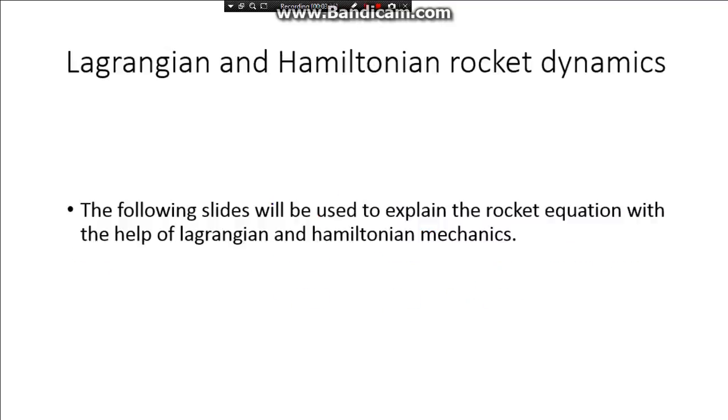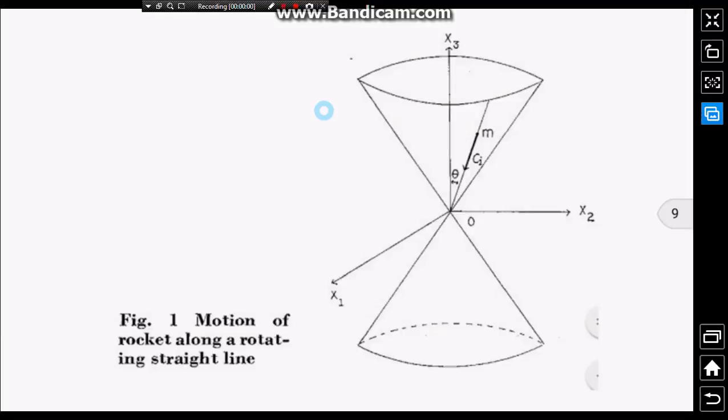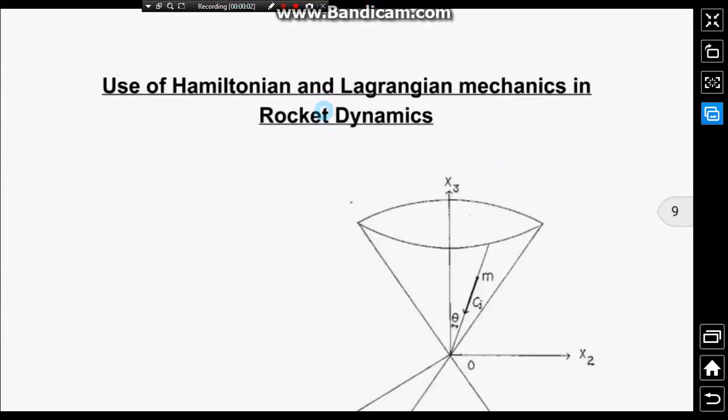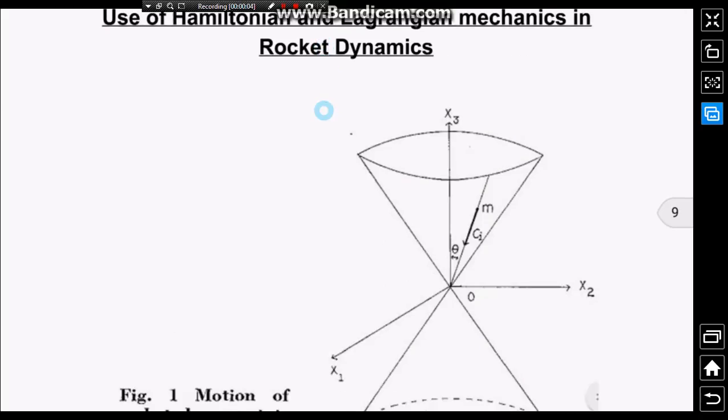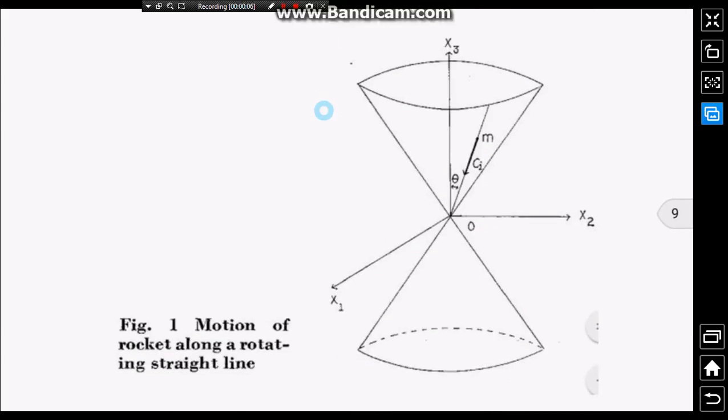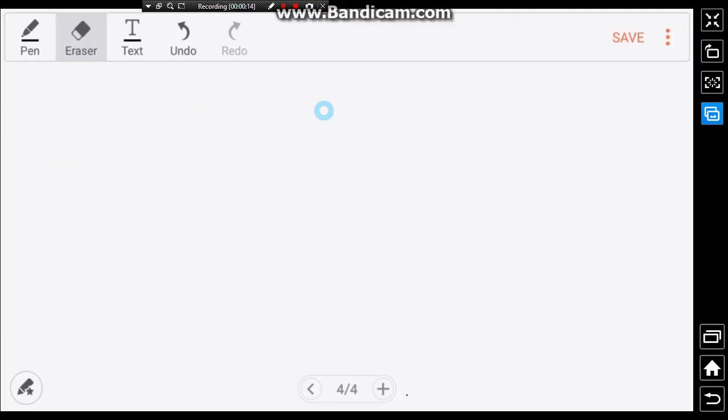Now let's move on to the final topic, that is Lagrangian and Hamiltonian rocket dynamics. Let's begin with Hamiltonian and Lagrangian mechanics in rocket dynamics. We will be using this diagram as a reference. This diagram describes the motion of the rocket along a rotating straight line. Now, consider the rocket as a point of variable mass moving with velocity xi.